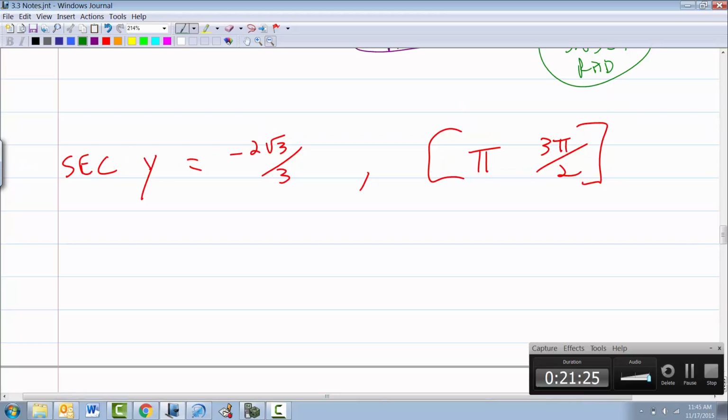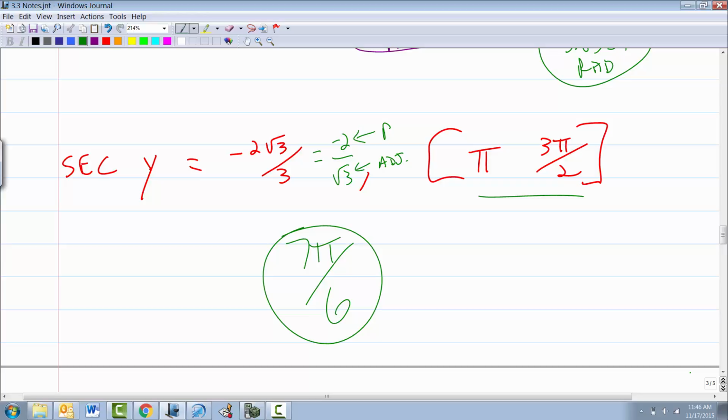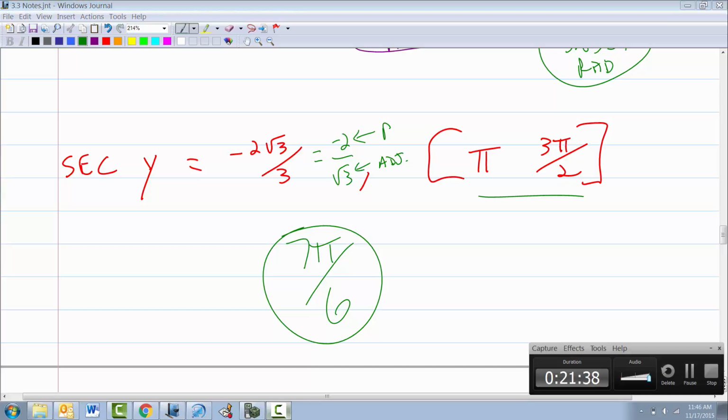Calc or no calc? This is a no calc. By the way, 2 root 3 over 3 negative is the same as what? Did you hear all that? The internet didn't because I wasn't playing. We just did something great on this. Too bad you weren't here.